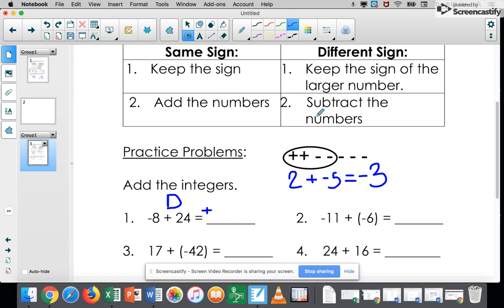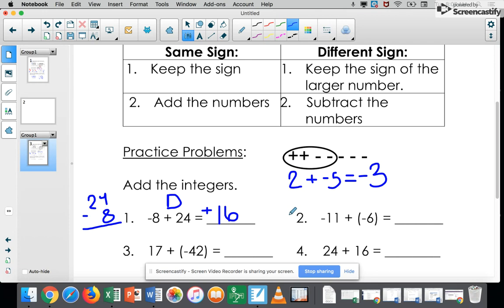Then, how do I get my answer? To get your answer, you subtract the numbers. Off to the side, I'm going to do 24 minus 8. What do you get when you get 24 minus 8? You get 16. So my answer is positive 16. If you have any questions, review that, go back. But let's move on to number 2.